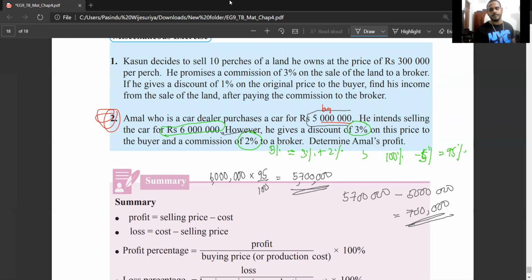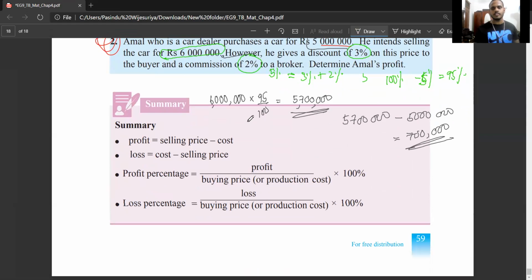Then, this is a summary. Profit is selling price minus the cost. Loss is cost minus selling price. Profit percentage is profit over the initial cost. Loss percentage is loss over the buying price.